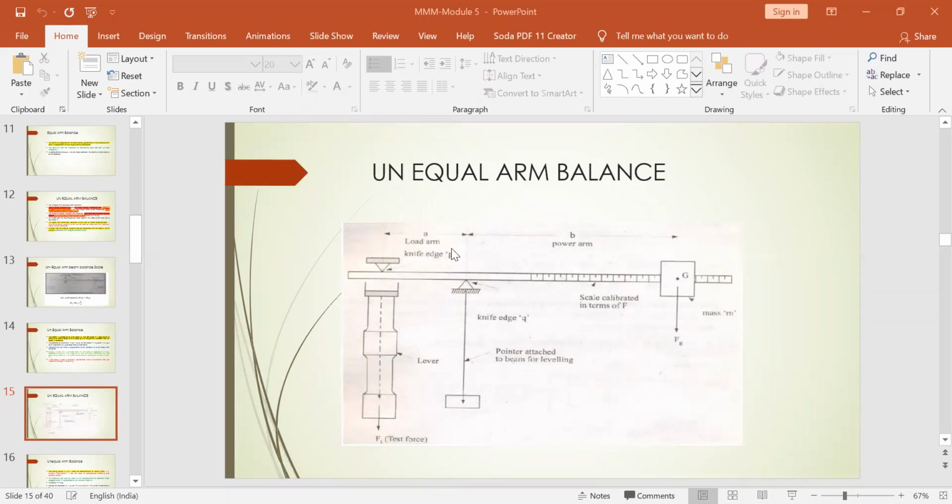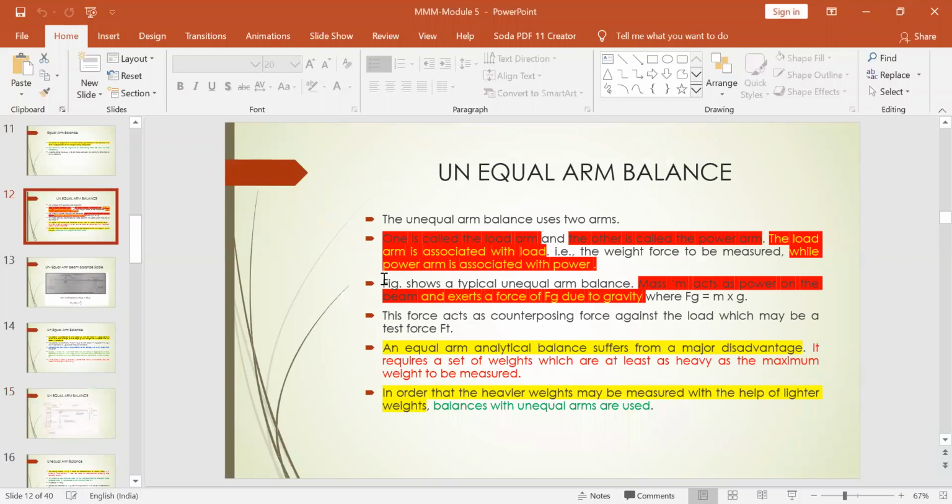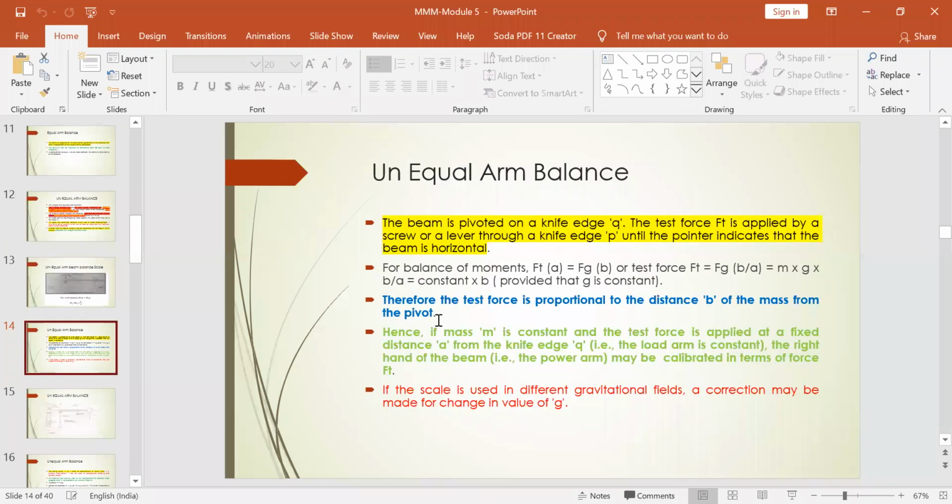So this distance A will be fixed, whereas B can be varied, and even the knife edge Q point will be fixed to balance the entire arm balance. Okay, so then I told you to apply the moment equation for both the load arm as well as the power arm.